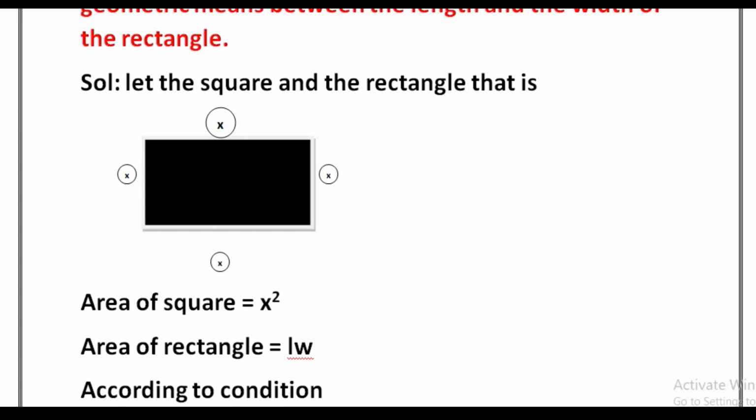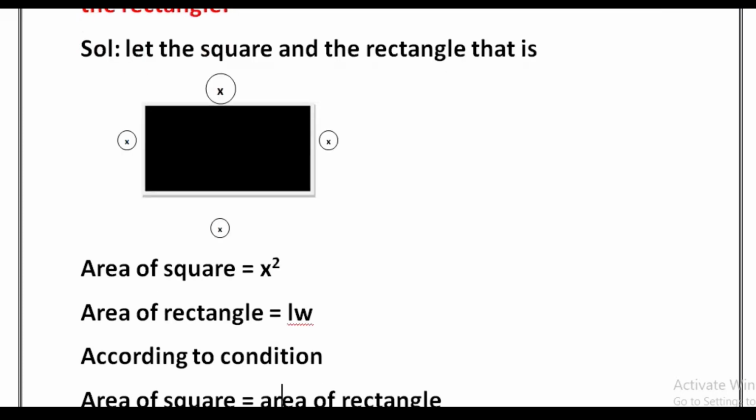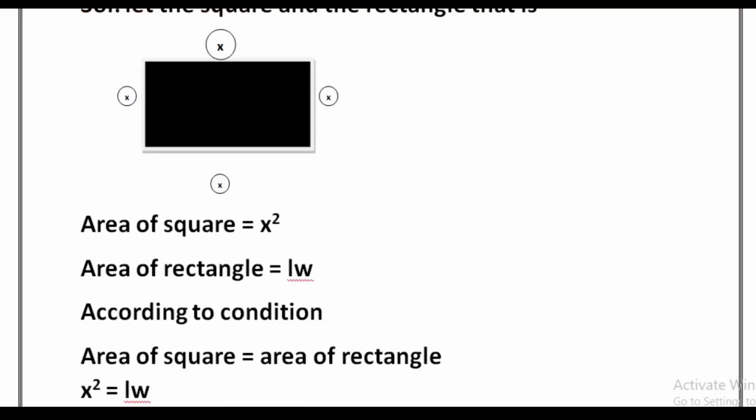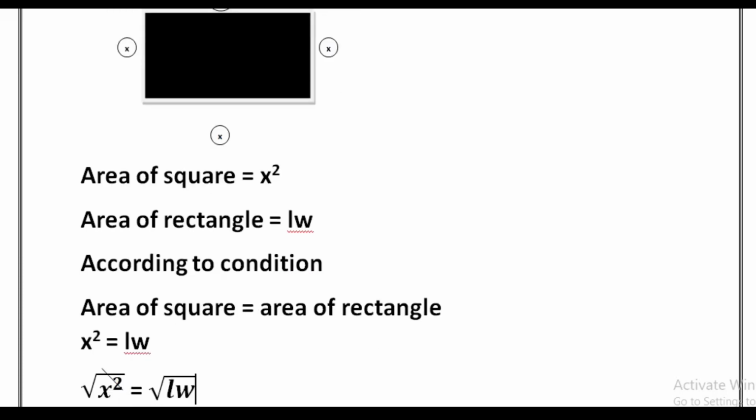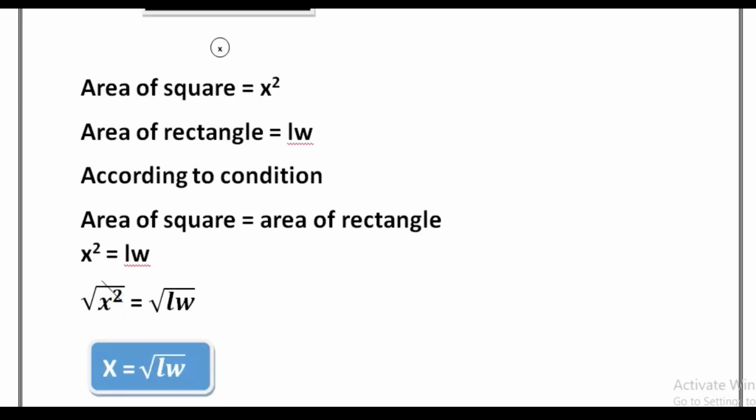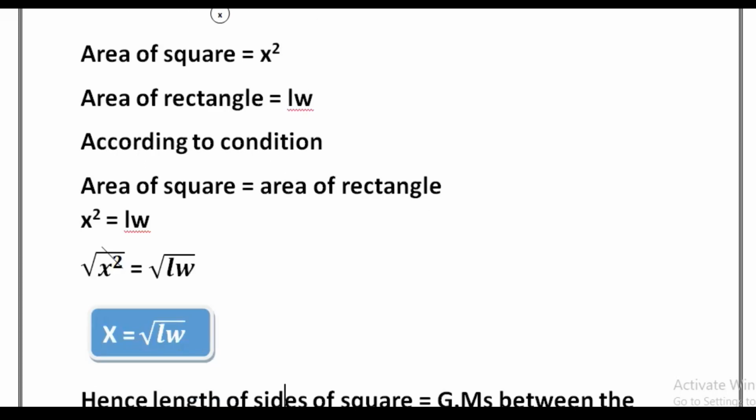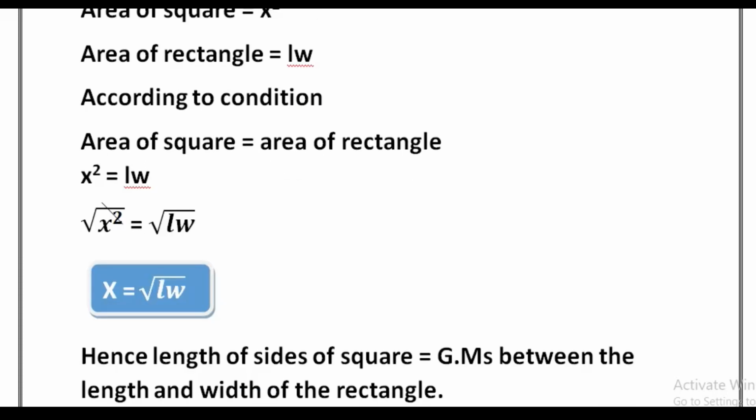Now, according to the condition, area of square equal to area of rectangle. So area of square, that is x square, equal to area of rectangle, that is L multiply W. Taking square root on both sides, the square root cancels the square, equal to under root of length multiply width, so x is equal to under root of LW. Hence the length of the side of the square is equal to the geometric mean between the length and width of the rectangle, which is the required solution.